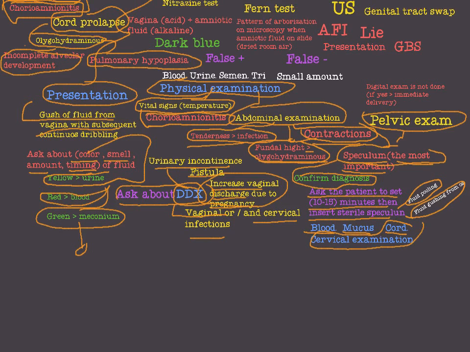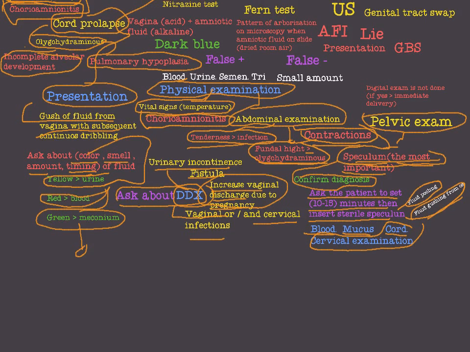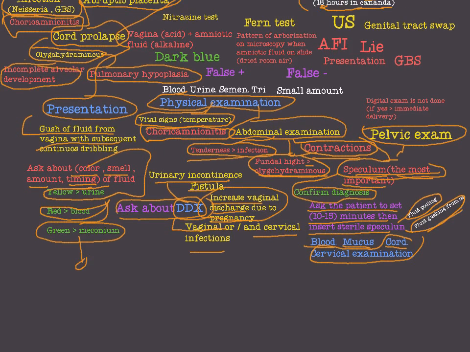Vital signs, you look for infection. Abdominal examination: tenderness, infection, fundal height, contractions. Okay, in pelvic examination, speculum examination is the most important: see pooling of fluid, gushing from the external os or not. Okay, blood, mucus, cord descending is also important to see.